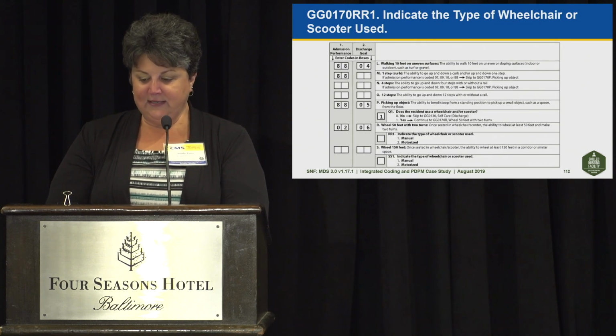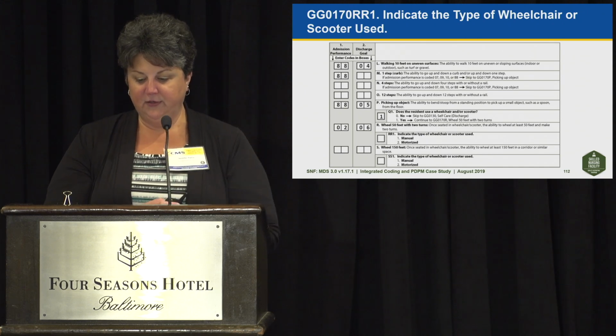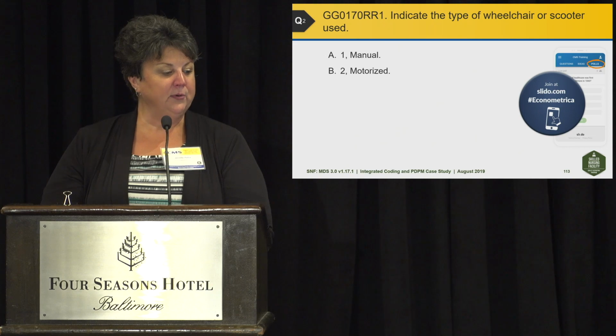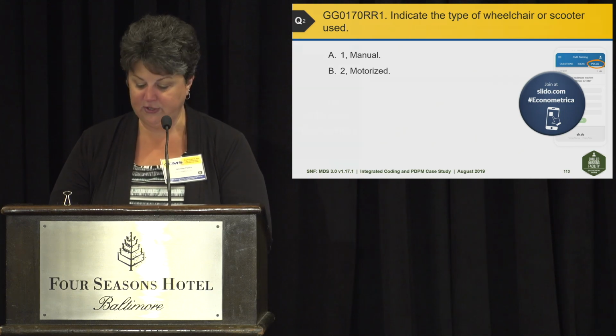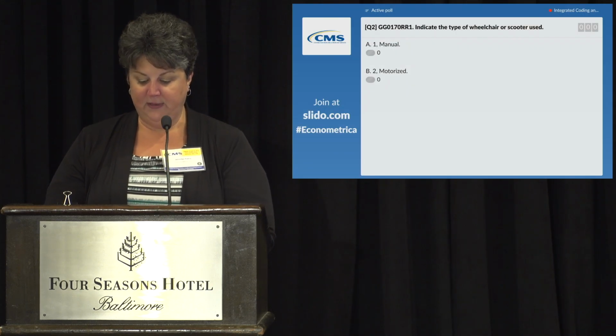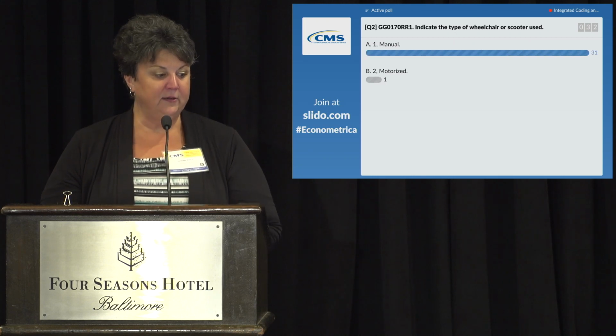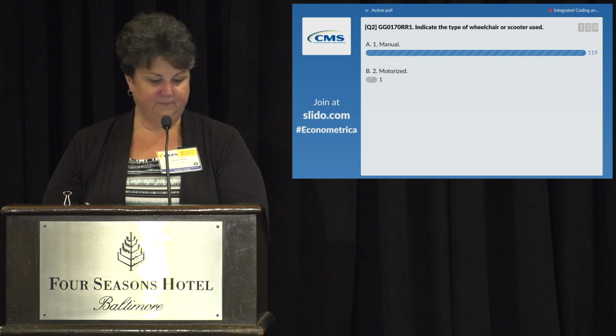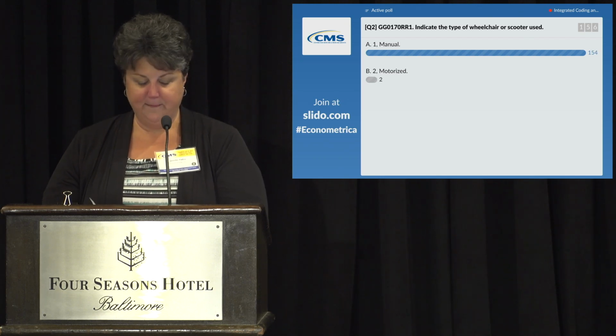And then indicate the type of wheelchair or scooter. Again, you go to Slido for this. Was it manual or was it motorized? So you indicate the type of the wheelchair. A for manual and B for motorized. And we'll give just a moment for that.